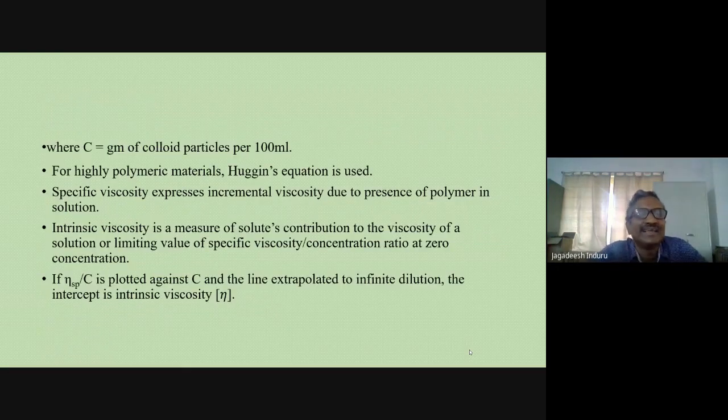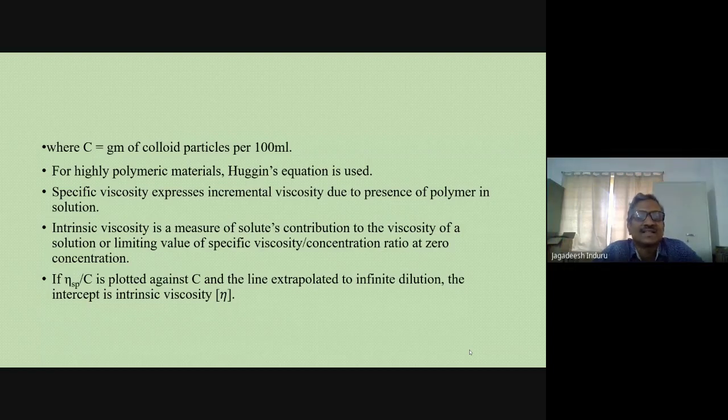Where C is grams of colloidal particle per deciliter, or you can take it as ml or cc, that is a cubic centimeter. Under these concentrations, you are using a very low concentration of colloidal, but highly polymeric materials, so we are going to use the Huggins equation.